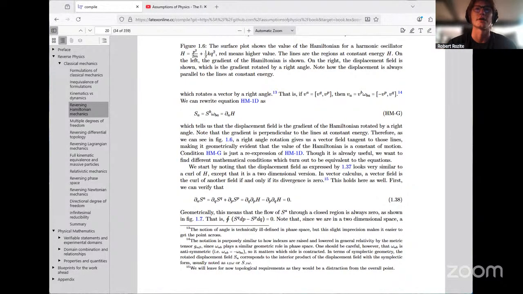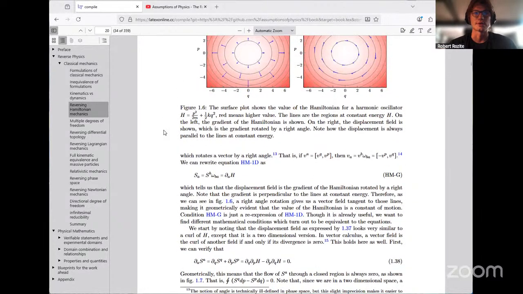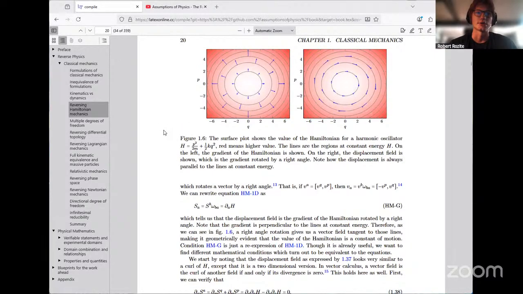So I'll continue at the right below equation HMG, which tells us that the displacement field is the gradient of the Hamiltonian rotated by a right angle. Note that the gradient is perpendicular to the lines at constant energy. Therefore, as we can see in figure 1.6, a right angle rotation gives us a vector field tangent to those lines, making it geometrically evident that the value of the Hamiltonian is a constant of motion. Condition HMG is just a re-expression of HM1D, though it is already useful. We want to find different mathematical conditions which turn out to be equivalent to the equations.